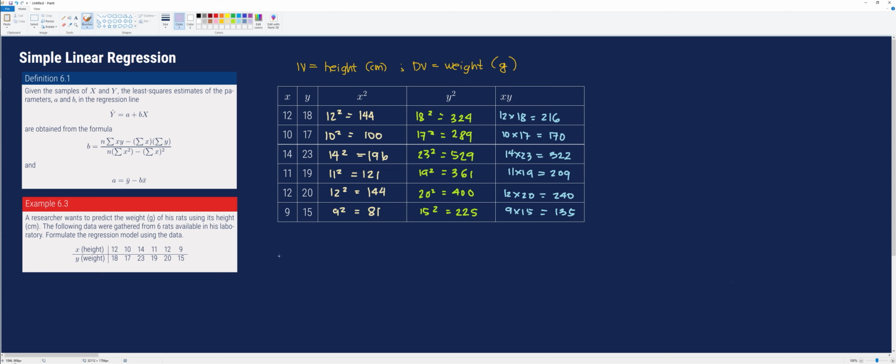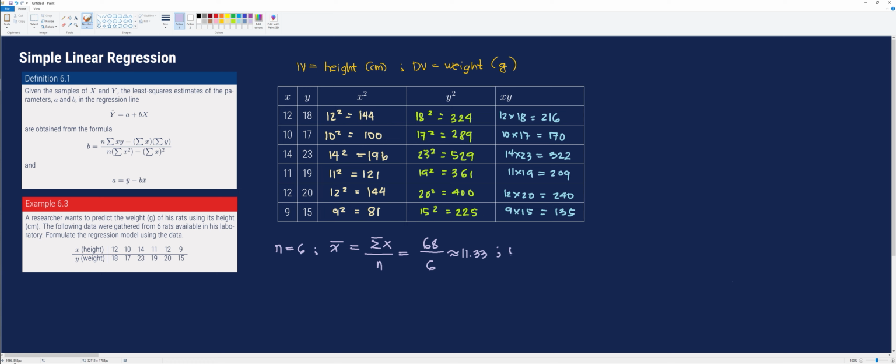Then, we identify the value of n, which is equal to 6 because we have 6 pairs of data. Next, we compute the sample mean using the formula summation of x over n, which is equal to 12 plus 10 plus 14 plus 11 plus 12 plus 9, that is equal to 68. That's the summation of x divided by 6, which is approximately equal to 11.33.